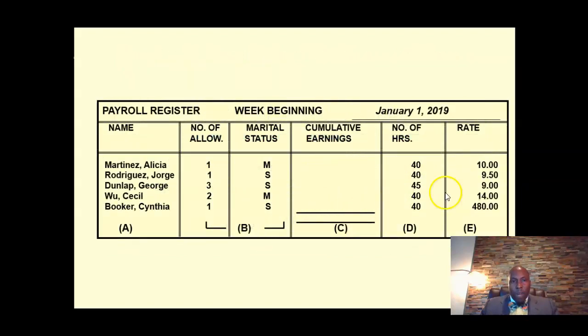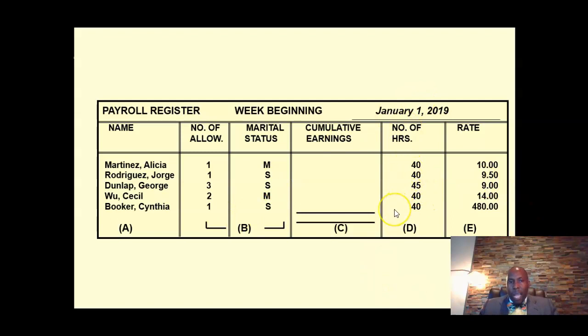In the payroll register, we first begin by putting in the employee's information, such as their name, the number of allowances they're claiming, and their marital status. This column shows cumulative earnings, total earnings year to date. Well, this is the first week of the new year. Therefore, this column is going to be blank for this example.